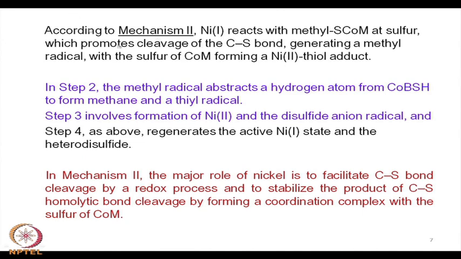So this particular CS bond cleavage is important, because sometimes we find that this is not like a nitrogen sulfur bond formation, it is a carbon sulfur bond formation, and this cleavage is also very important. So sometimes we find that the metal is also required for this particular CS bond cleavage. Then once you form the methyl radical, you should be happy that if it attracts a hydrogen atom, you will be able to form methane.